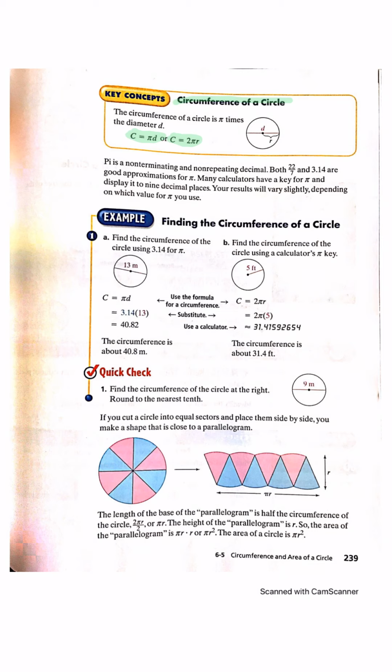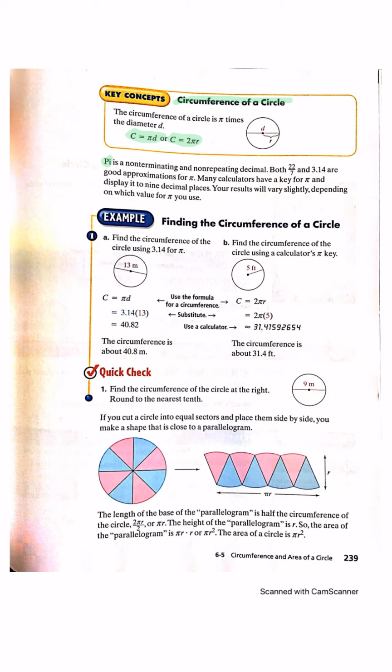And this is what you need to remember about pi. Pi is a non-terminating and non-repeating decimal. Both 22/7 and 3.14 are good approximations for pi. Many calculators have a key for pi and display it to 9 decimal places. Your results will vary slightly depending on which value you use for pi.